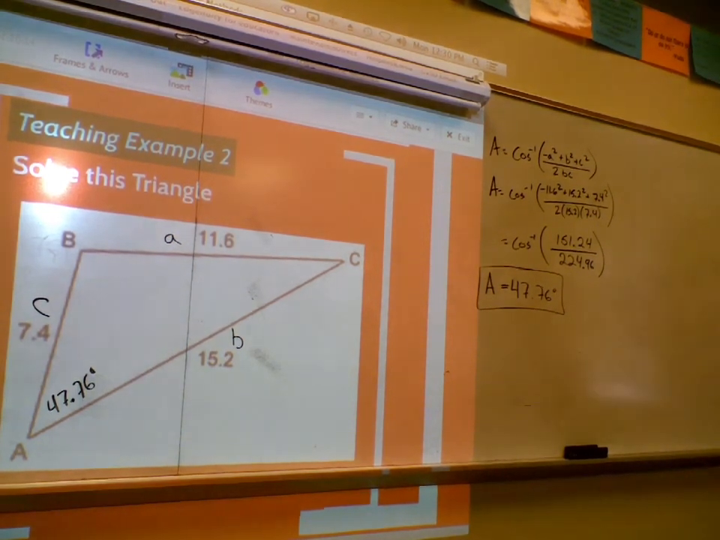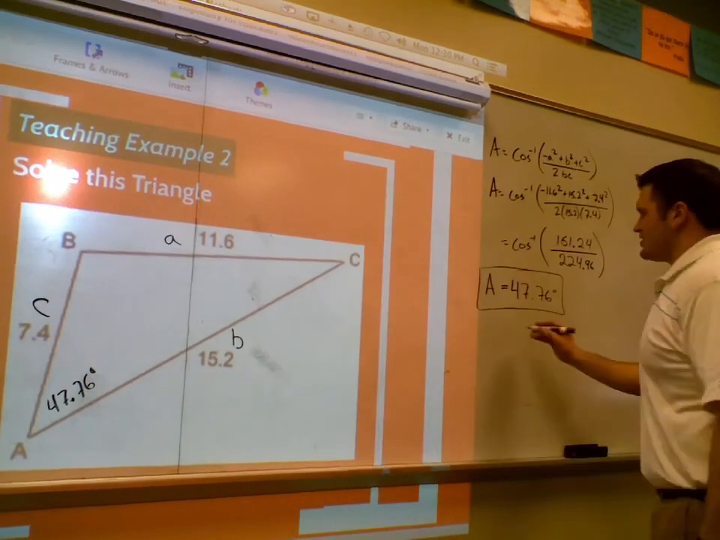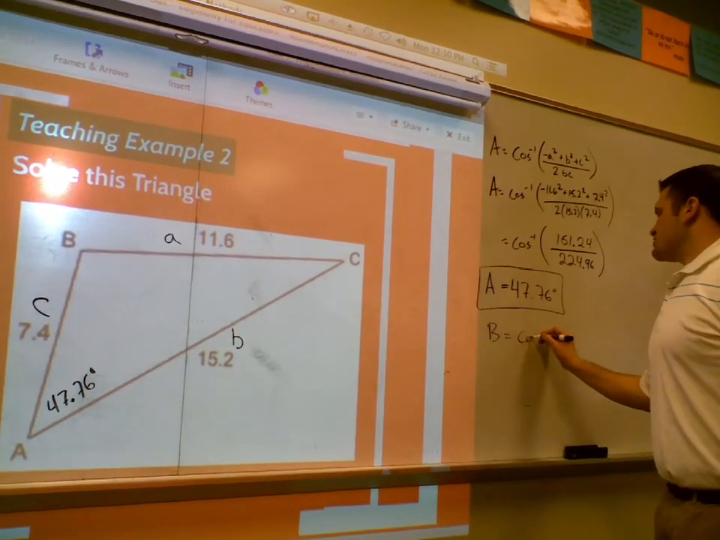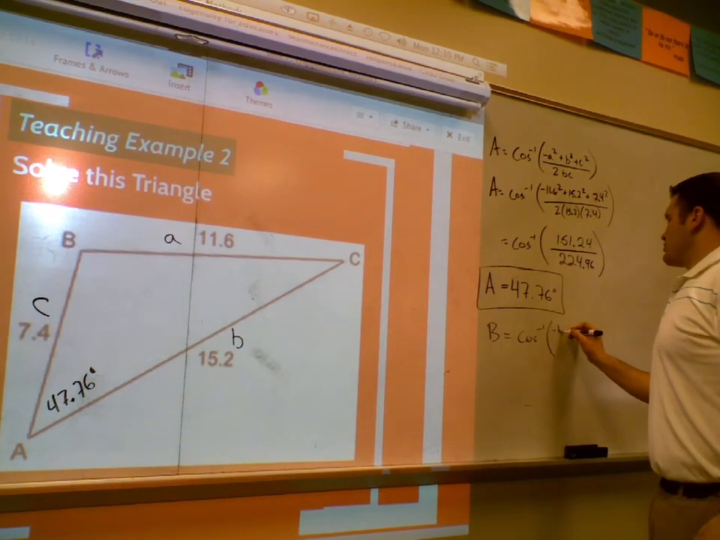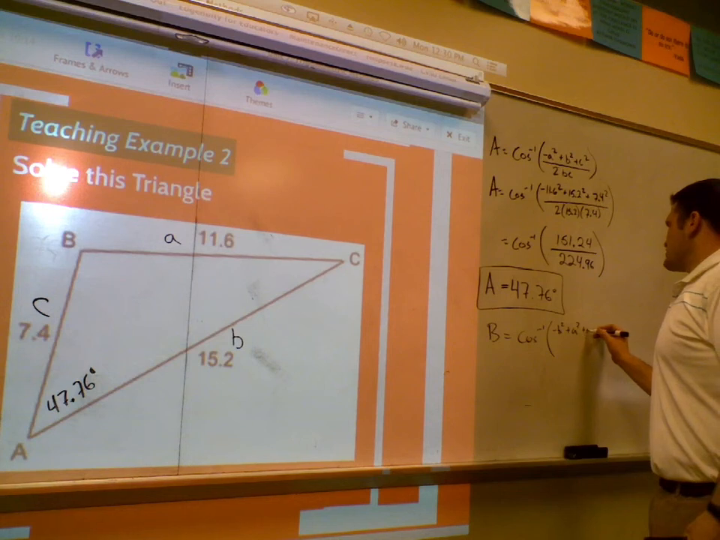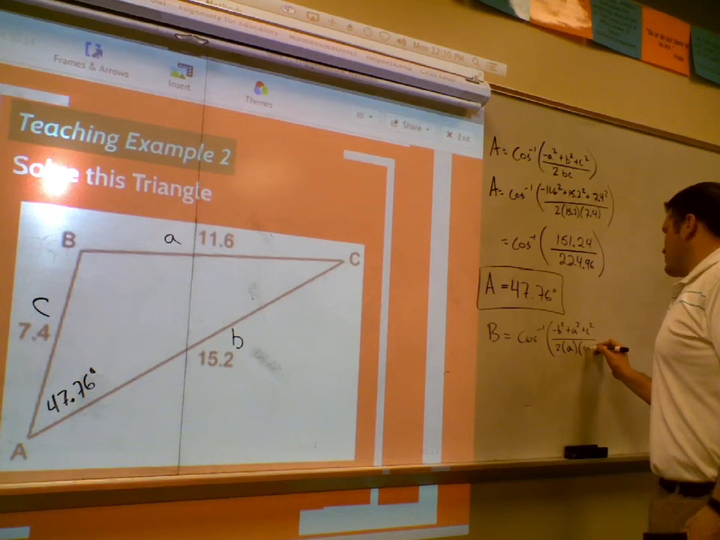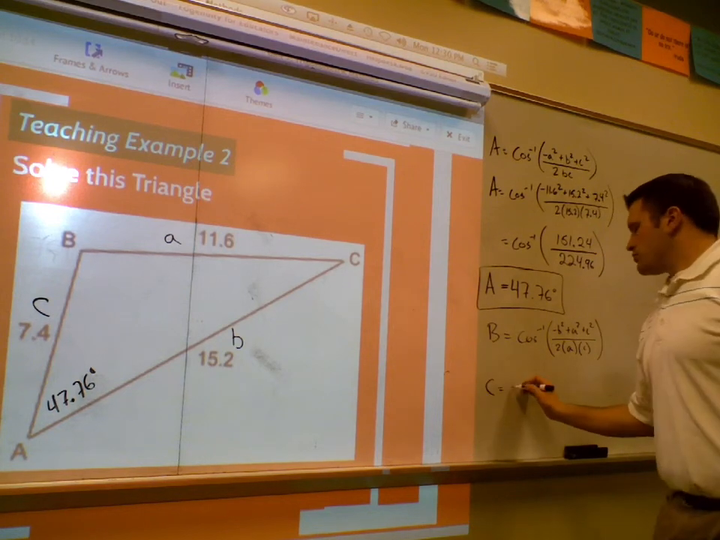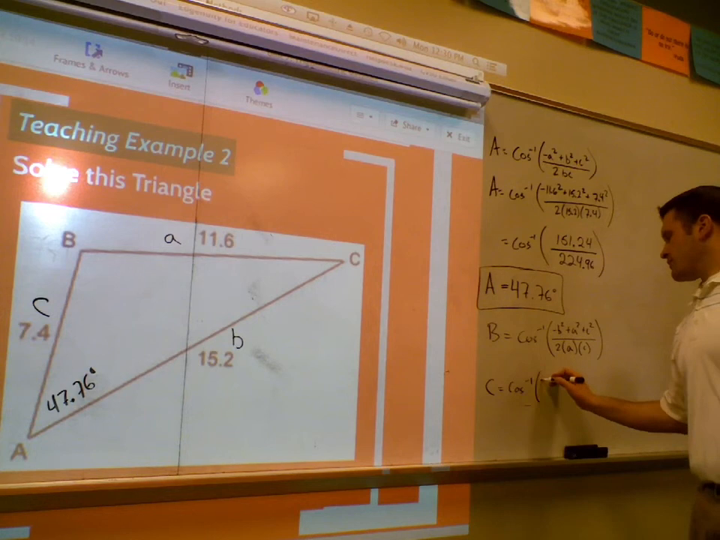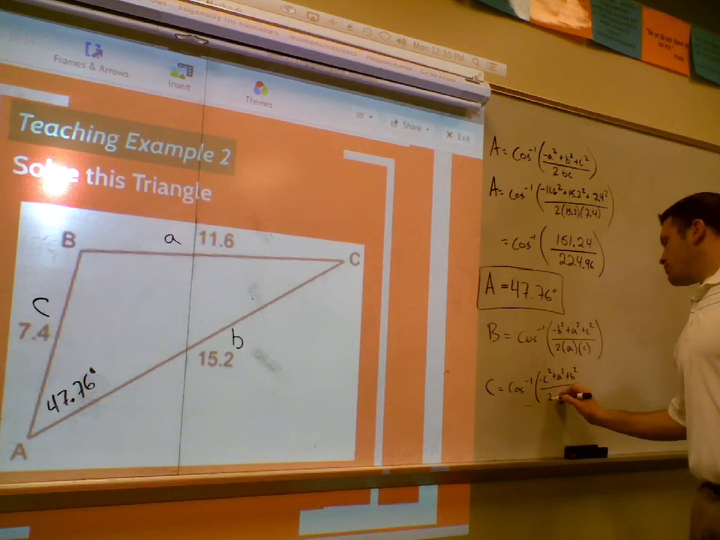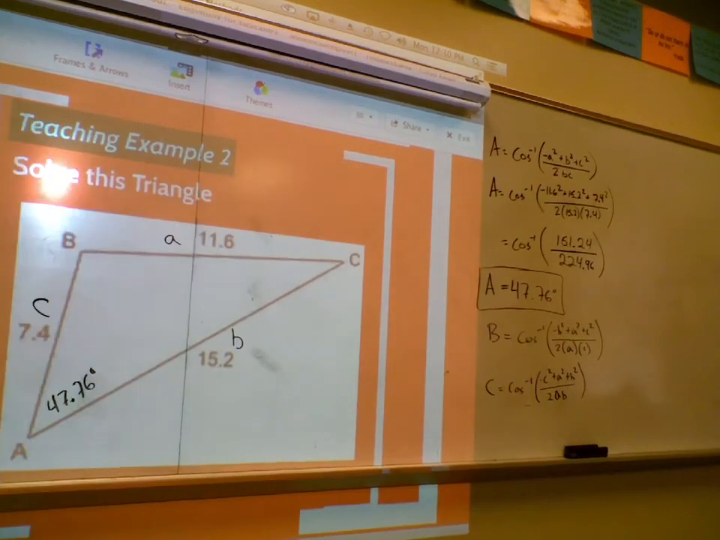But since we are practicing the law of cosines equations, I want you guys to find B and C using these equations. Using your law of cosines equations. Alright, so find B and C that way.